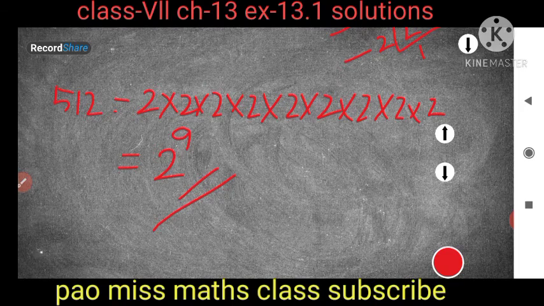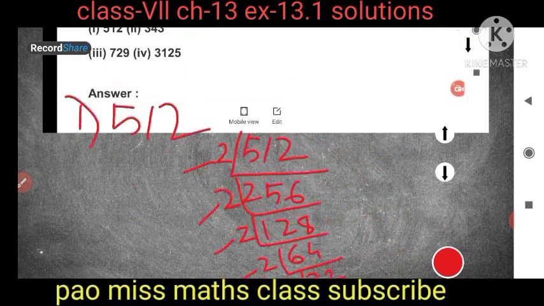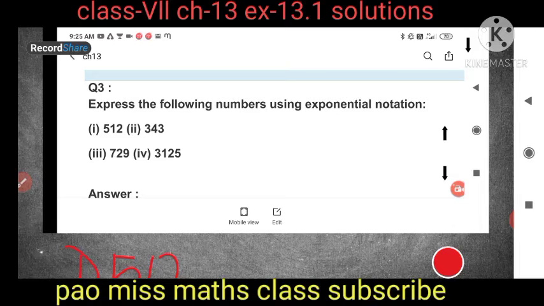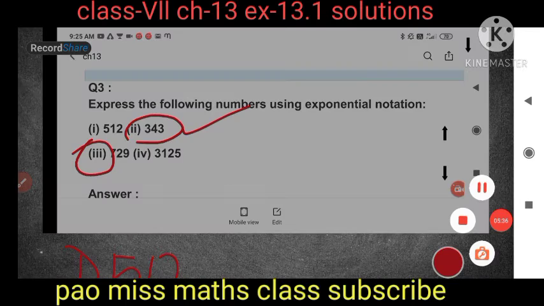Now what is the second question? The second question is given: 343. 343 is given, isn't it? Now 343 I will keep as homework. Now I will solve question number 3. Question number 3 is given 729. So I will solve for 729.